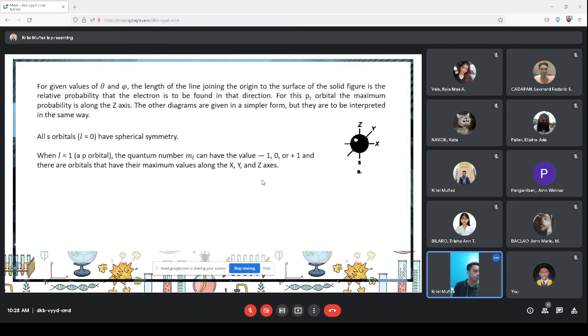So, for given values of theta and phi, the length of the line joining the origin to the surface of the solid figure is the relative probability that the electron is to be found in that direction. For this PZ orbital, the maximum probability is along the z-axis. The other diagrams are given in simpler form, but they are to be interpreted in the same way.